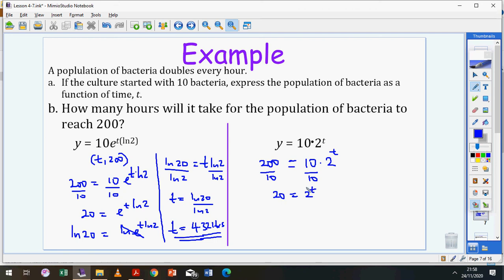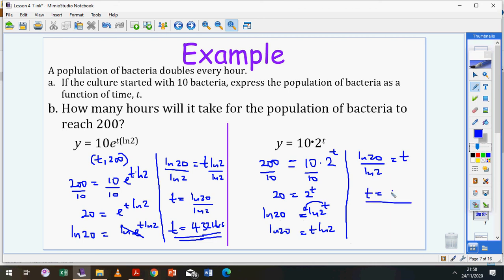and I can introduce the natural logarithm on both sides, natural log of 2 to the power t. The power will come down, so I'll have natural log 20 equals t natural log 2, and it's the same thing as what I had earlier, because if I divide both sides by natural log 2, then natural log 20 divided by natural log 2 equals t, which is the same answer, 4.32 hours. So yeah, that's that model.